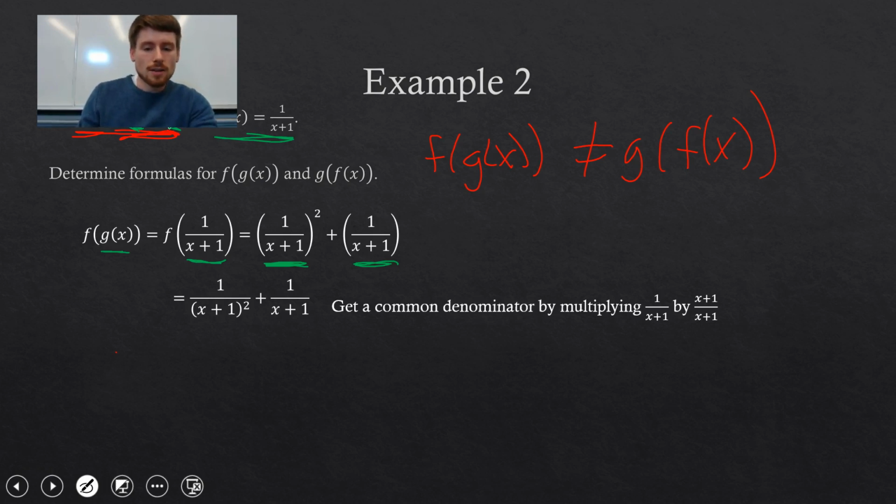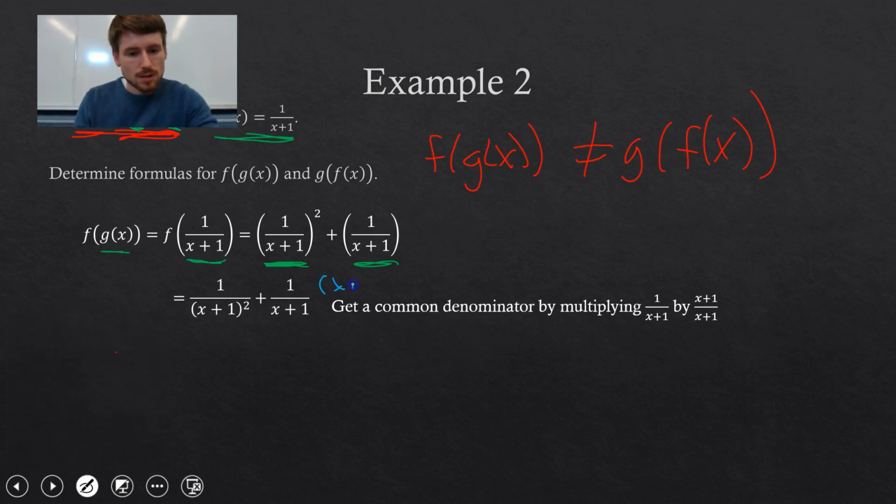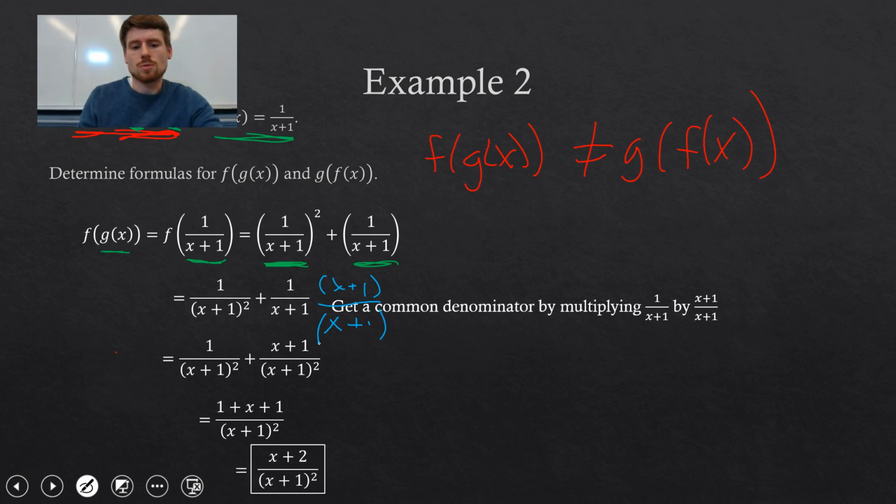So that means the numbers need to be the same on the bottom. And so if we multiply the second fraction by x plus 1 over x plus 1, then we'll get x plus 1 squared on the bottom, same denominator, and x plus 1 on the top. So that's what it will look like after getting a common denominator. Then we can combine these into a single fraction like you would normally, and you'll end up with 1 plus x plus 1 over x plus 1 quantity squared, which is x plus 2 over x plus 1 squared. Okay, so that's f of g of x right there.